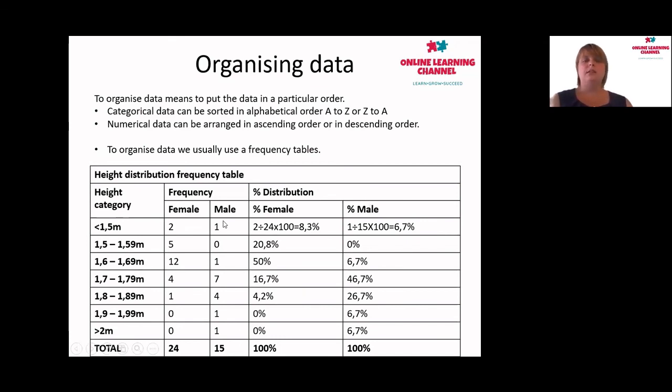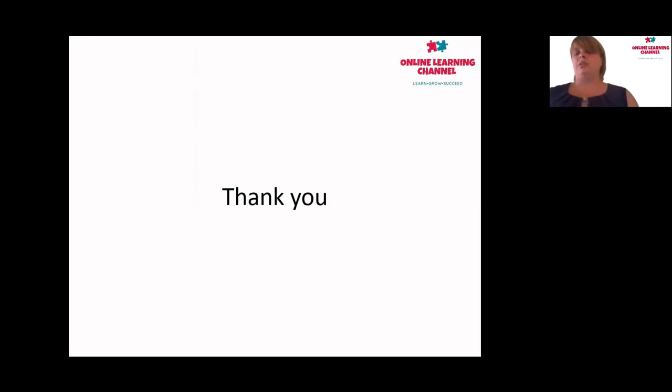Males, again, if I want to calculate the percentage distribution, I'm going to say there's one male in this category divided by your total number of males, which is 15. So 1 divided by 15 times 100, because I want percentage, that's going to give you 6.7%. I'm going to complete everything, and oh wow, you can see there's the men. Men tend to be between 1.7 and 1.79. Just remember, guys, these percentages should give you 100%. Otherwise, you made a mistake. Thank you very much.